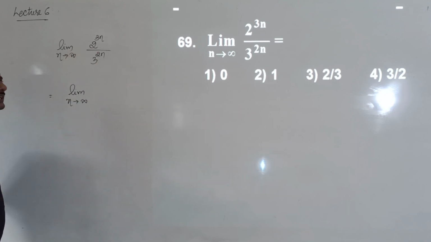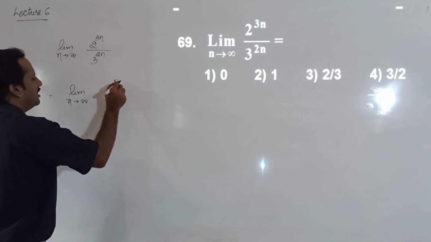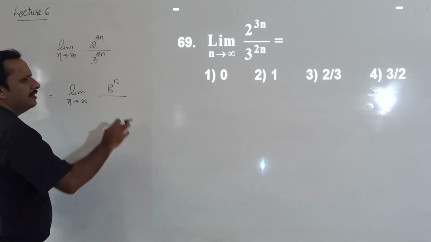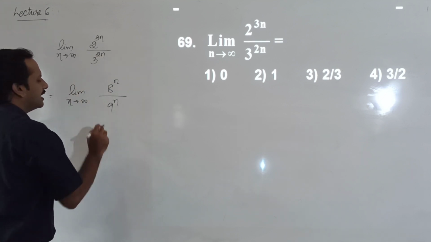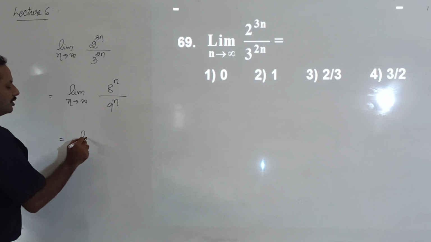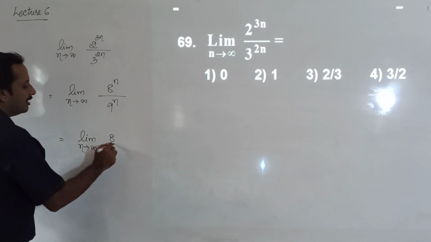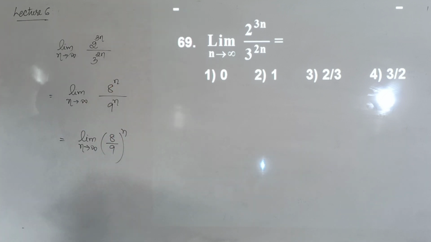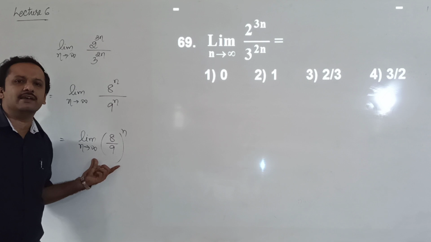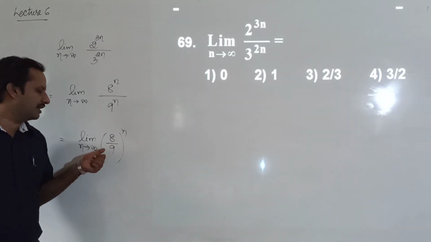Limit n tends to infinity. This 2 to the power 3n can be written as 2 cube whole power n. In other words, 8 power n divided by 3 power 2n, that is 3 square whole power n, which is 9 power n. That's equal to limit n tends to infinity 8 by 9 whole power n. 8 power n divided by 9 power n can be written as 8 by 9 whole power n.